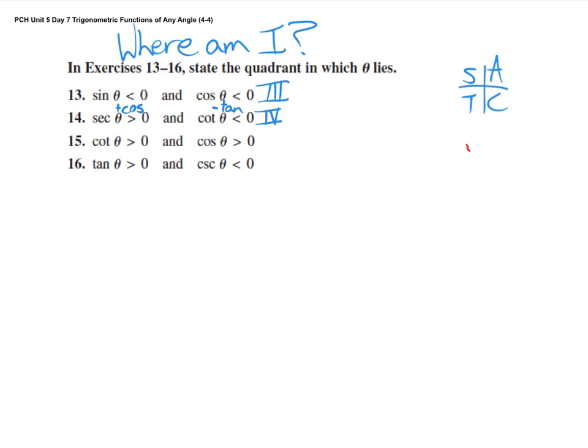Alright, so how about 15? Our cotangent's positive and cosine is positive. Where are we? Quadrant 1, that's right. Good. How about tangent's positive but cosecant's negative? Third. Okay, that'd be the third, because if cosecant's negative, that means sine is negative. So that leaves us with the third quadrant.